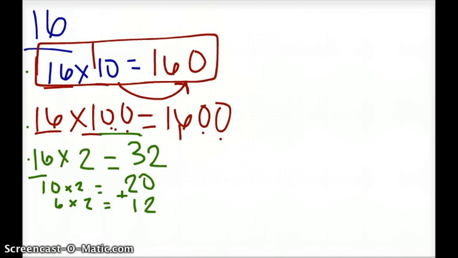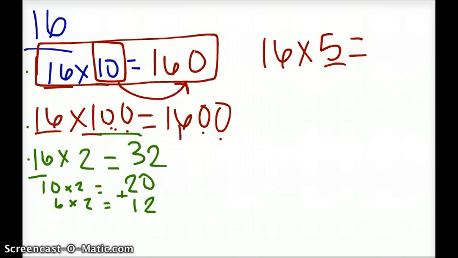What I mean is, if I have 10 groups, I can cut those 10 groups in half. And if I cut 10 groups in half, I'm left with 5 groups. So, if my total in 10 groups is 160, what's my total in 5 groups? Well, if I cut the groups in half, then my answer must be cut in half. And half of 160 is 80. How can I tell? Half of 16 is 8, and it's got a 0 on the end. So right there, I could easily solve 16 times 5 because I know 16 times 10, just by cutting my answer in half.